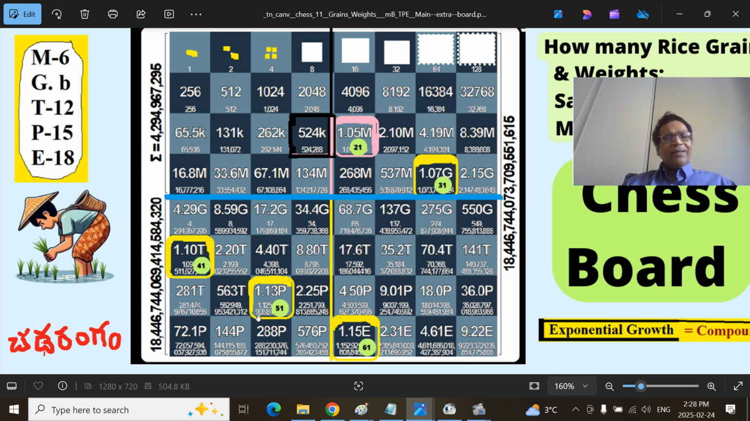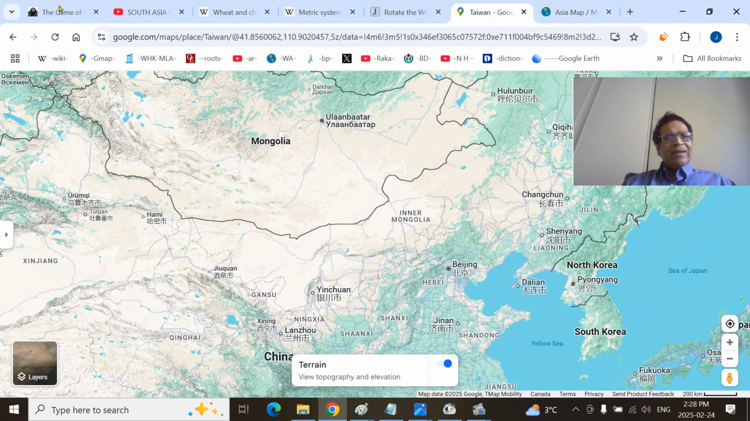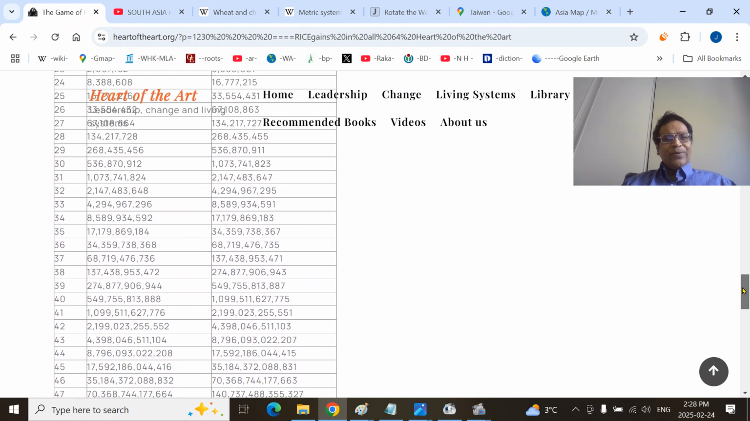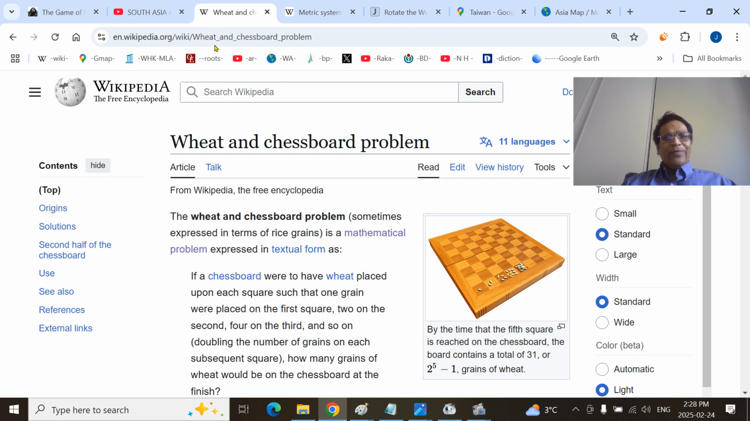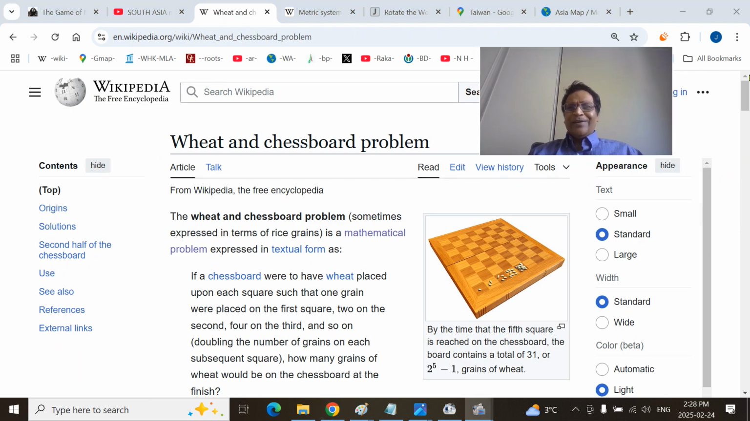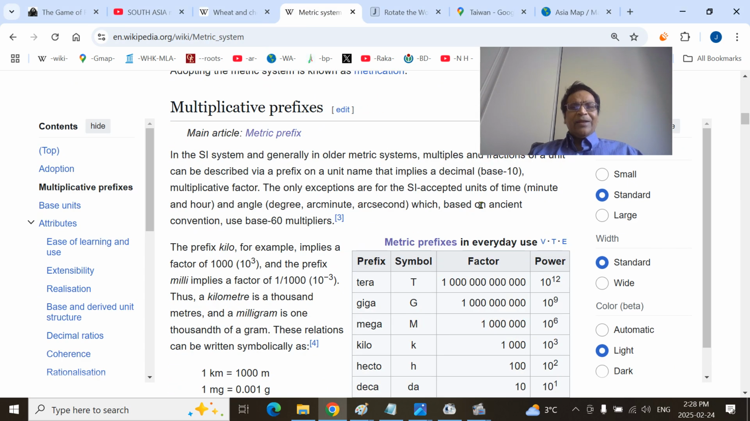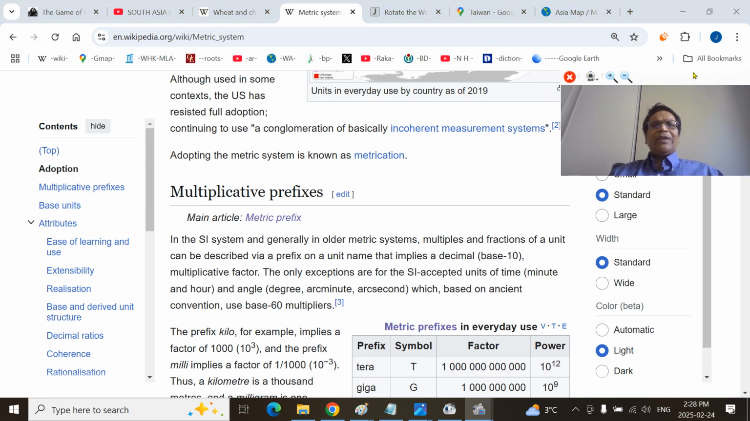All these things we will be exploring in depth in our series, so stay tuned. That means the wheat grains on the chessboard. Instead of wheat, I use rice. The concept is essentially the same. In the metric systems we discuss, you can look at Wikipedia for standards.